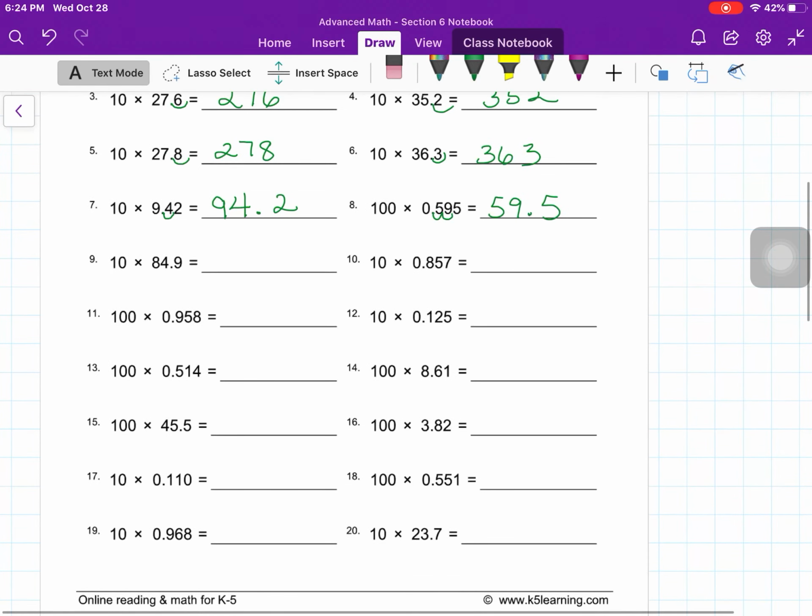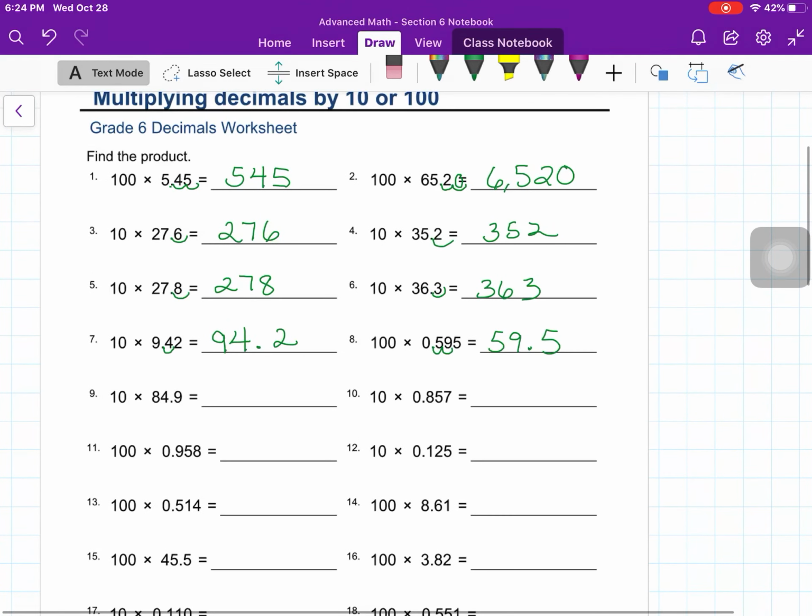All right, go ahead. We did quite a few on our own together. Go ahead and try the rest on your own. No rewriting of problems needed, just moving of the decimal.